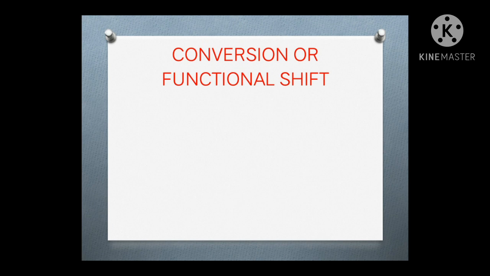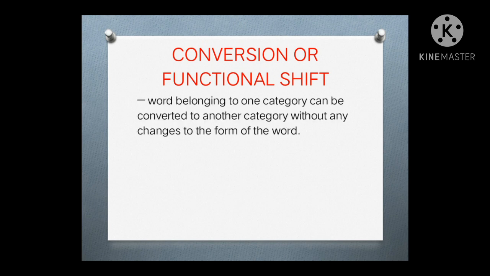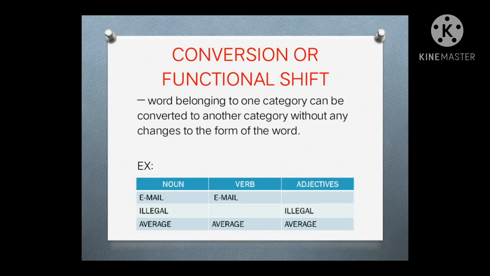Conversion or functional shift. A word belonging to one category can be converted to another category without any changes to the form of the word. Example, email, that can be a noun or a verb. Illegal, which can be a noun or an adjective. And average, which can be a noun or in the form of verb and adjective.